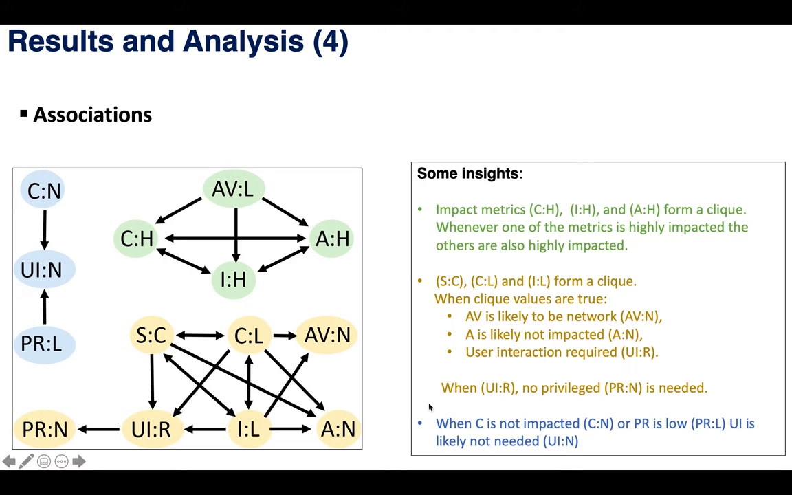For example, when the scope changes, we see that the confidentiality is impacted in a low manner, and the integrity is impacted in a low manner, and they co-occur most of the time. So this was not presented in the paper, but it gives us additional insight about how those metric values actually occur in real life.